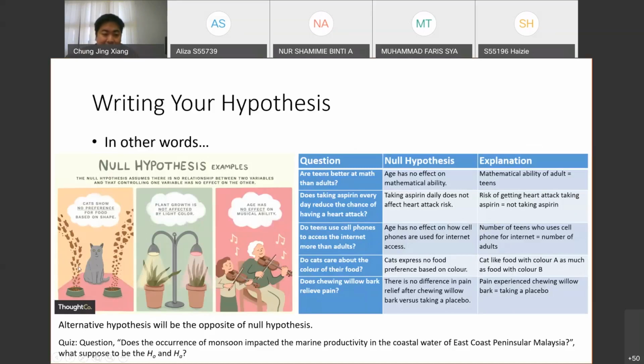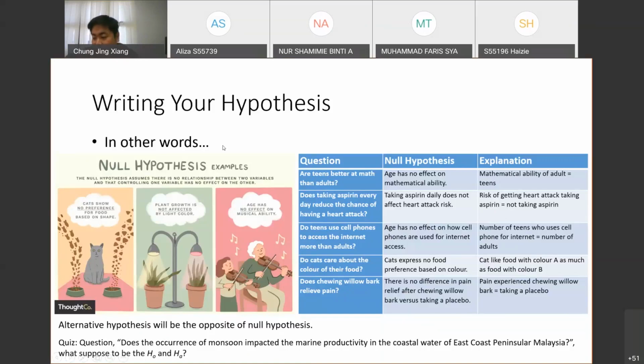To make things easy, I found an infographic from this .co or something. So, examples of null hypothesis. You can see: cats show no preference for food based on shape. So you see null hypothesis has a negative, null. It means the cats equally like the food of different shapes, so no preference. The second example: plant growth is not affected by light color. When you see not, it means null hypothesis. Basically it means the growth is the same regardless of color.